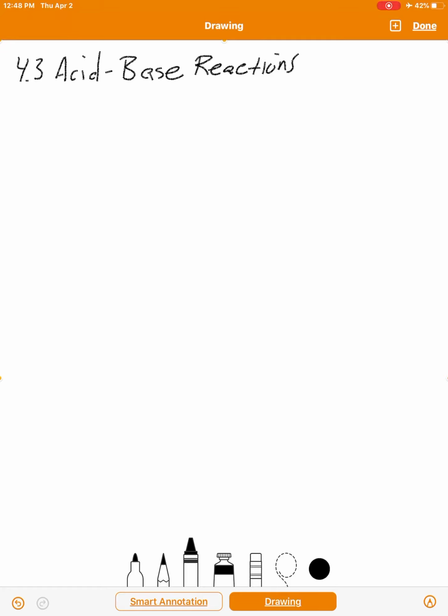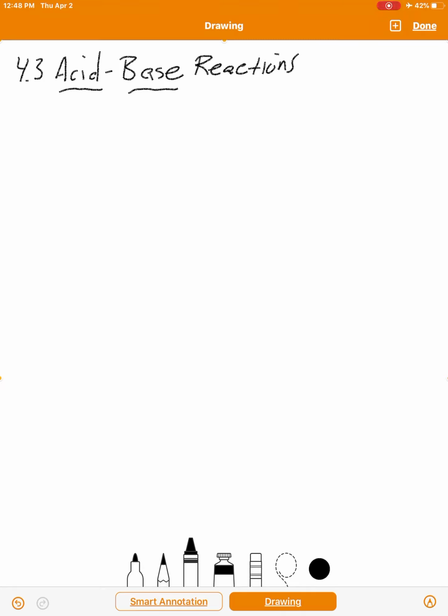Section 4.3, acid-base reactions. Okay, we're going to begin by talking about the second type of reaction. We already looked at precipitation reactions. Now we're going to look at acid-base reactions. So there are two types of compounds that we're going to discuss. One is called an acid, and the other type is called a base.